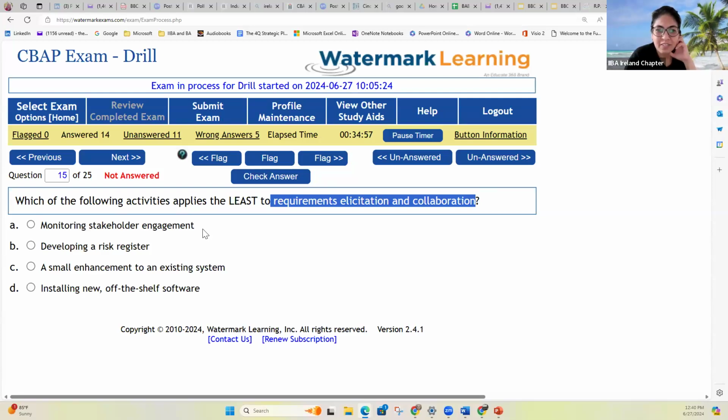The risk register. Why do you like that one? Because the rest all seem related to the elicitation and collaboration. Okay. So we want to find out which one is least related. So you think this one is least related? Yeah. I think D as well. Marzi, did you say B also? B as in boy. Okay, I've got 2 votes for B.